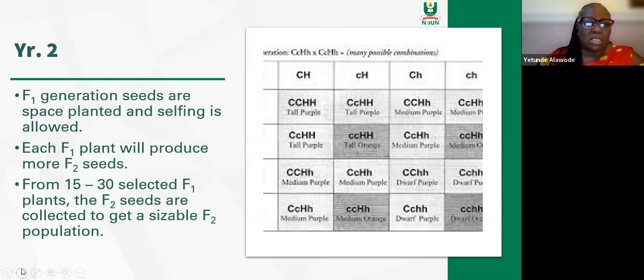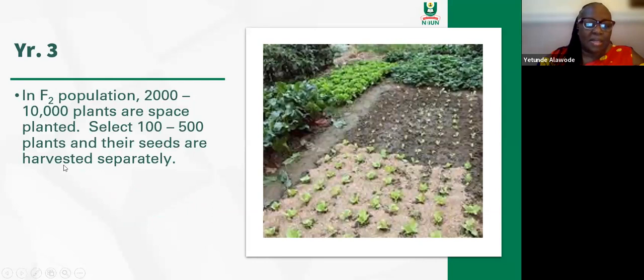Year 2, F1 generation is the generation itself to produce F2, and you select 15 to 30 plants from F1, and the seeds you collect, it's also from the F2. In the third year, then you now plant out. You plant the F2 population. That's 2,000 to 10,000 plants. And out of that, you select only 100 to 500 out of 2,000 to 10,000 plants. So you have to really be able to select, and then you harvest them separately. That's what is done in the third year.